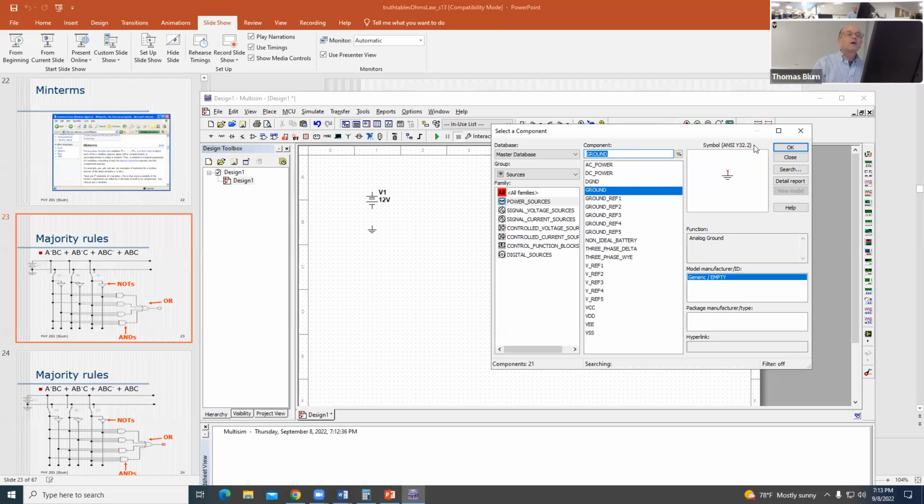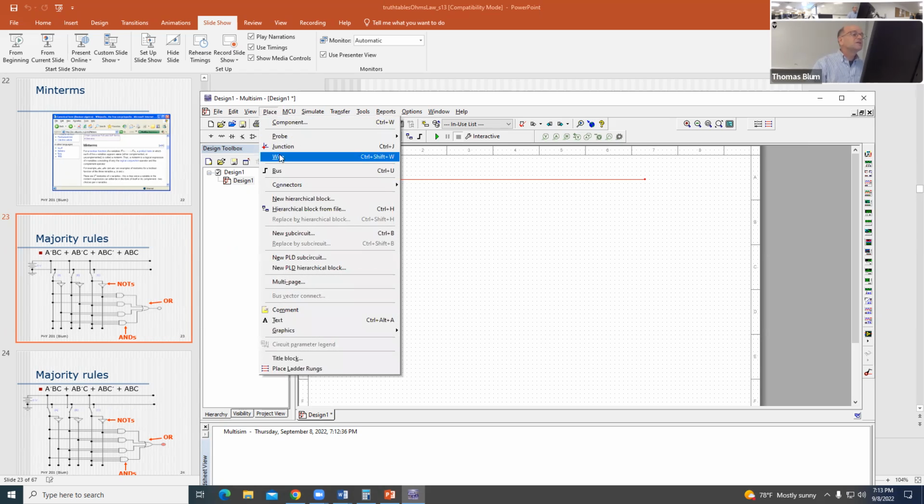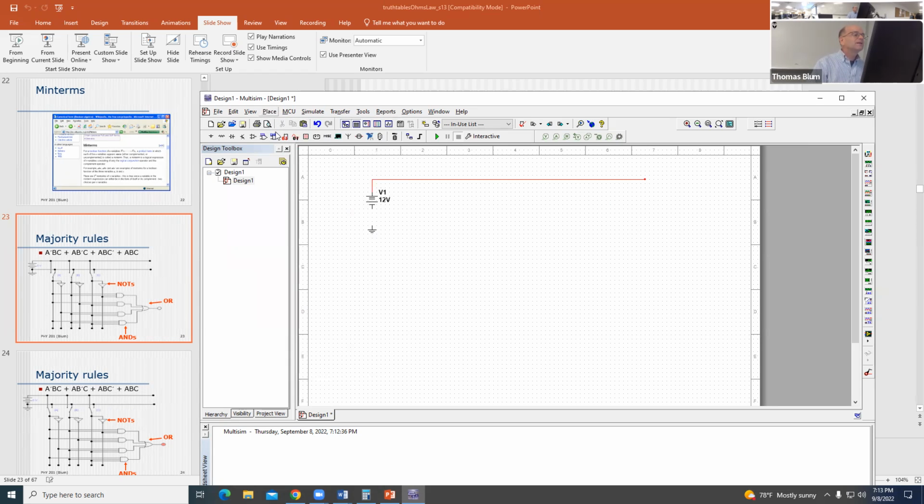Here's the one trick. Close that. I can come out of the battery and double click. So I can connect to nothing by double clicking. I can also place a node, place a junction. That's another way to do it. Place junction and then drag from the junction to there.